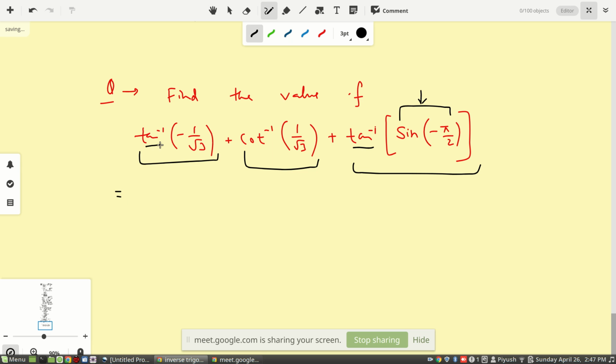Now here, tan inverse, the moment we see negative, tan inverse belongs to this family, so the negative will be outside. So negative outside, then it is tan inverse of 1 by root 3. Now cot inverse, the moment we see this, it belongs to this family, and in this family negative is not there, so not a big deal. Just copy as it is: cot inverse of 1 by root 3.